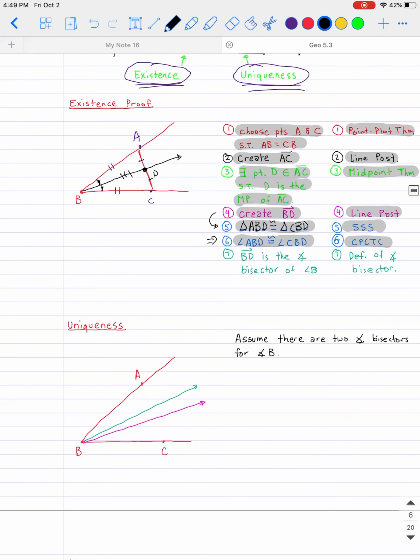Now what I want to do is prove that that angle bisector is unique, meaning that it's the only one. For the uniqueness part of the theorem, you're going to have to do something a little bit trickier, and that's where we use the idea of indirect proof. Indirect proof basically means that if your proof is something like A implies B, then your indirect proof is going to do the following.